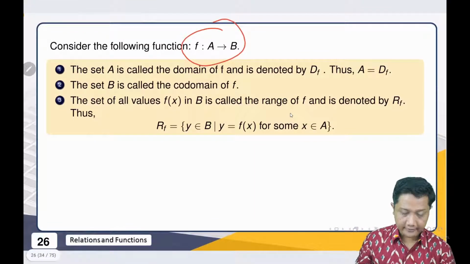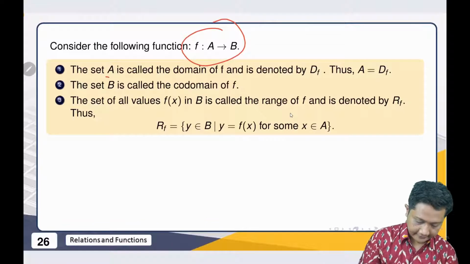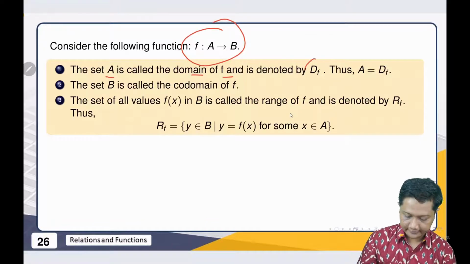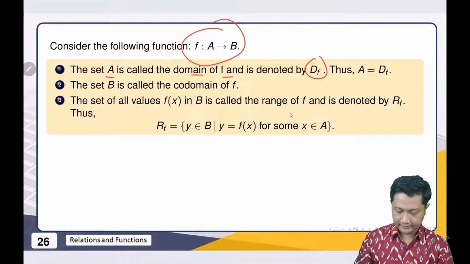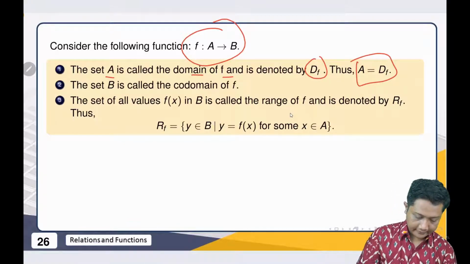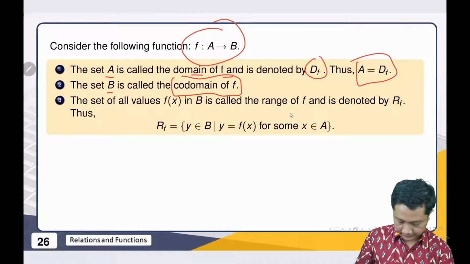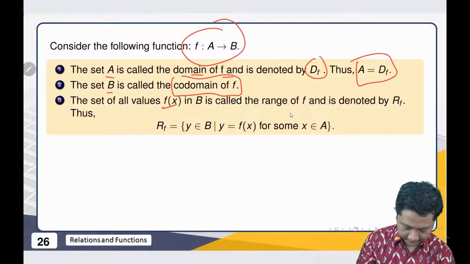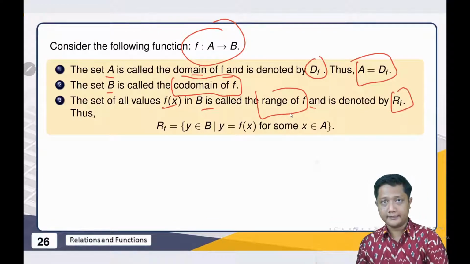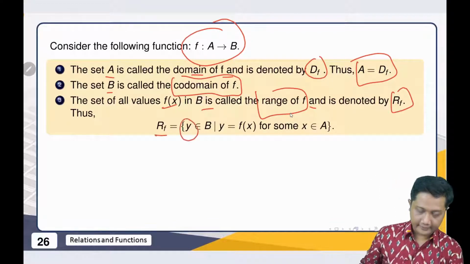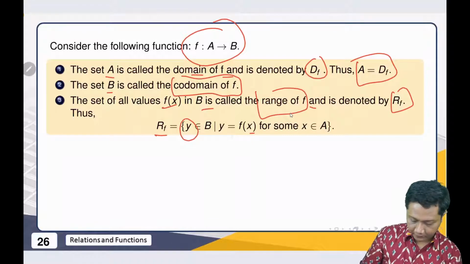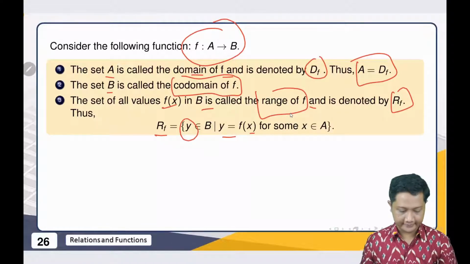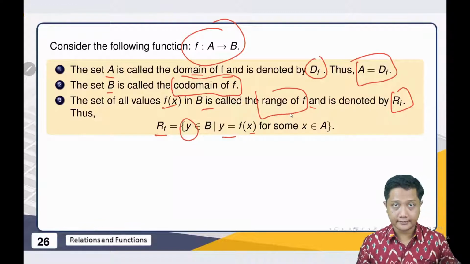If we have this function f from A to B, set A is called the domain of f, and usually we denote it with D_f, so A is equal to D_f, and B is the codomain of f. The set of all values f(x) in B is called the range of f, usually denoted by R_f. So R_f is every element y in B where there exists x in A such that y is equal to f(x). That's the range of f.